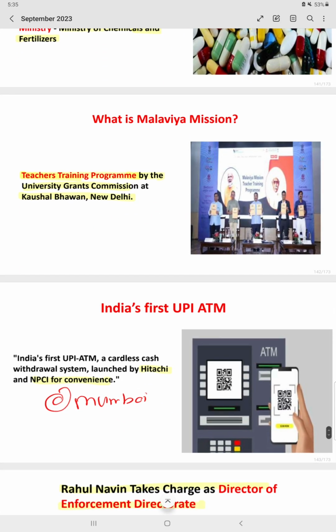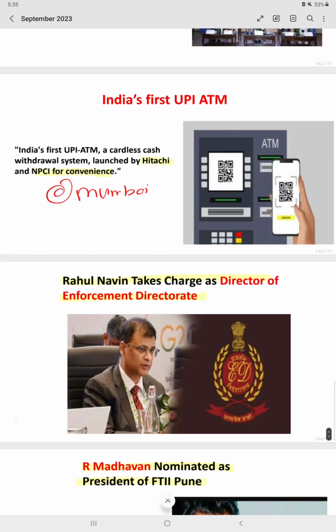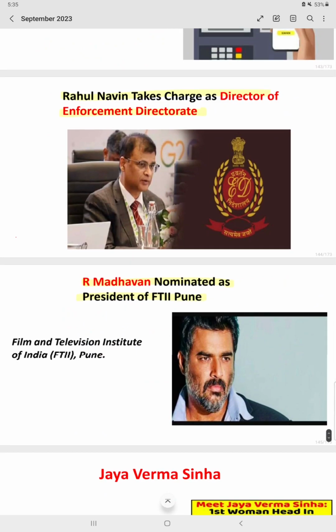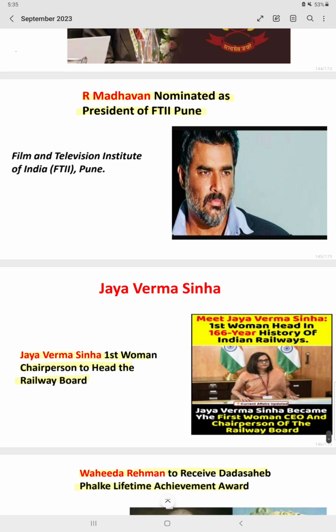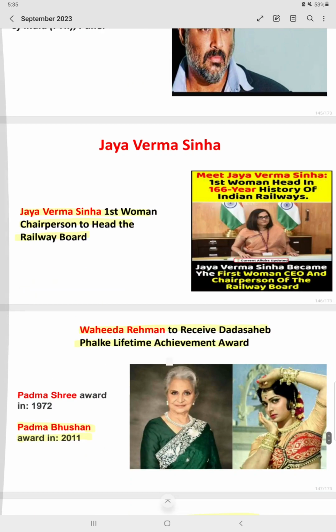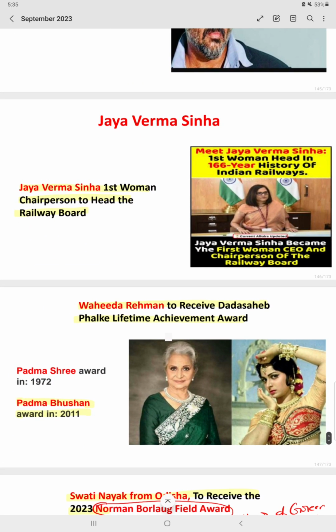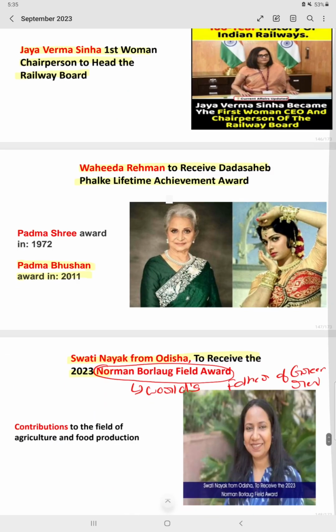Then Malviya Mission, we have read, teachers training in New Delhi by UGC for higher education. India's first UPI ATM, where is it? It is in Maharashtra, Mumbai, by Hitachi and NPCI. Rahul Naveen takes charge as the director of the ED. R. Madhavan has been nominated as the president of FTII Pune. Jaya Verma Sinha is the first woman chairperson to head the Railway Board.